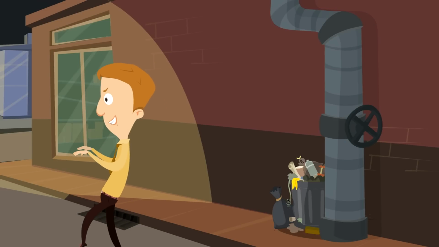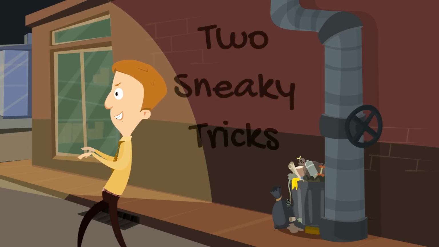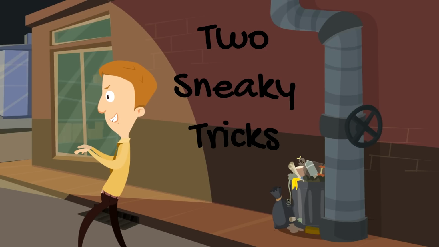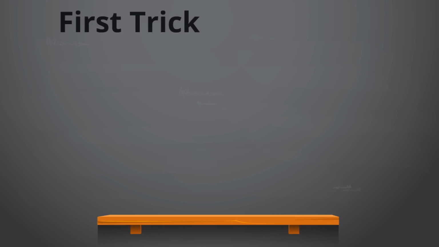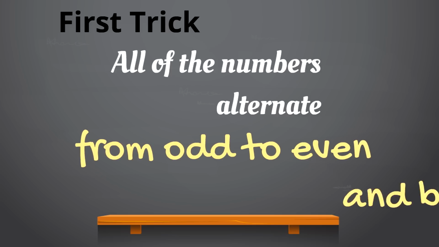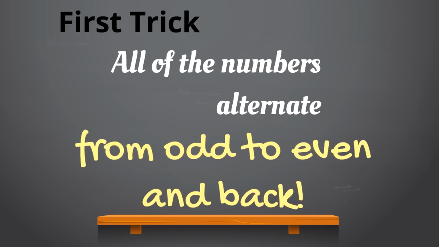We're about to teach you 2 sneaky tricks that you can use with even and odd numbers, okay? So seriously, it's not really sneaky, but anyway. So this first trick is that all of the numbers alternate from odd to even and back, and we're going to show you what that means and what that looks like. Here we have the first 10 numbers, numbers 1 through 10. And the trick was, all of the numbers alternate from odd to even and back. Do you remember if number 1 is odd or even?